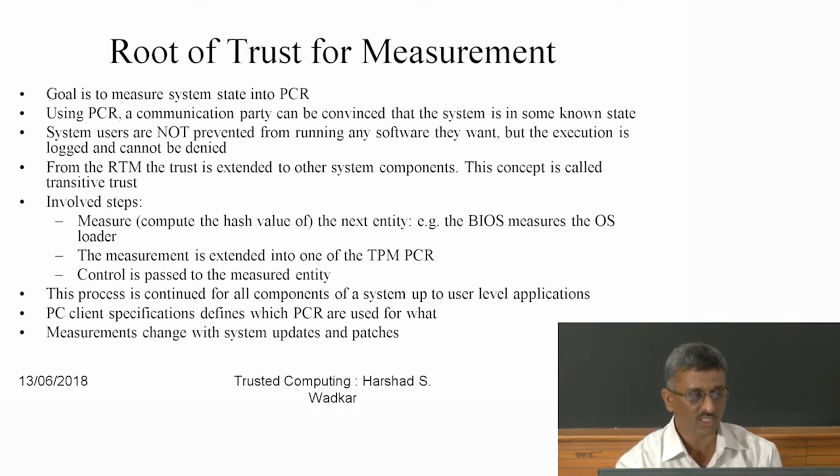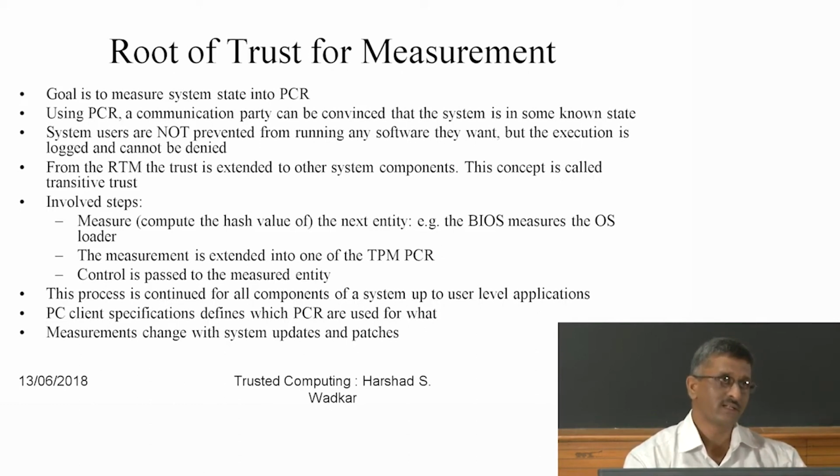From the RTM, the trust is extended to other system components. This concept is called transitive trust. What am I talking about? There is a sequence of steps that need to be performed. Let us say I am going to start my OS, Linux, say Ubuntu 14.04. Once the system is started, the next job I should do is to check whether my anti-malware is updated or not.